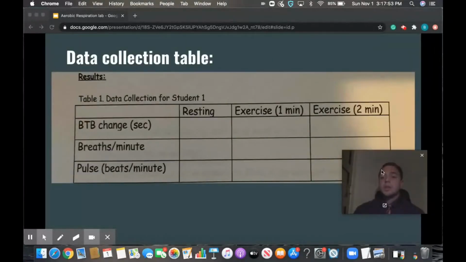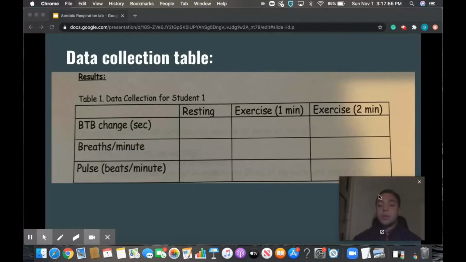This is the table that we're going to record the data in. Notice that there's the BTB change section in seconds, which is how long it took that solution to change from blue to yellow, breaths per minute, which is our breathing rate, and finally beats per minute, which is our heart rate. Because of COVID, I'm going to show you guys how this lab can be set up and conducted at home, and I'm going to run it and then show you the results, and we're going to talk about it and answer some questions.